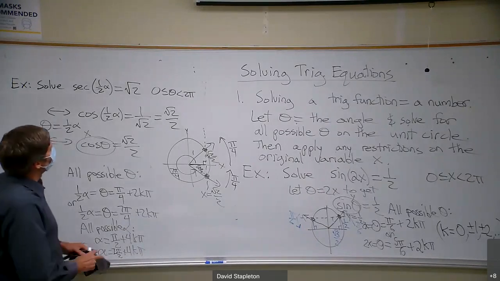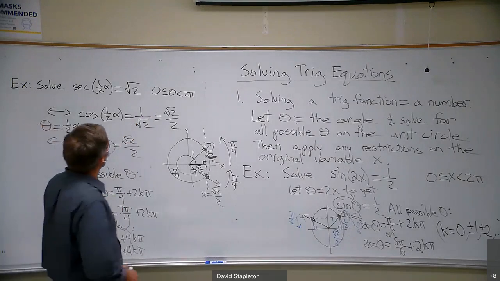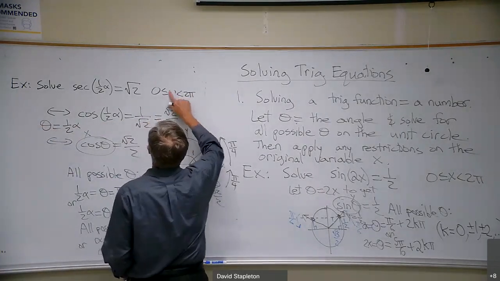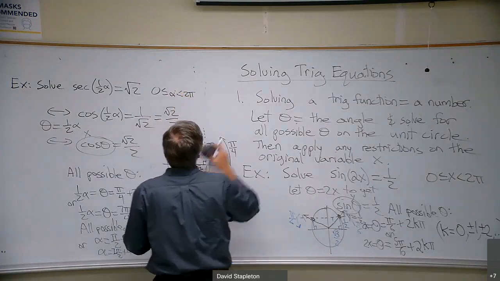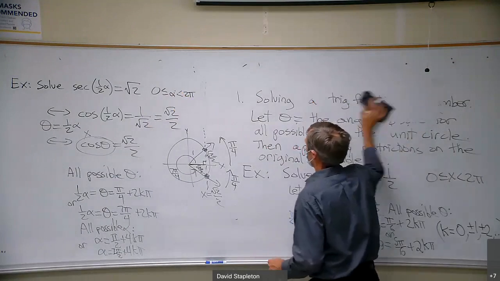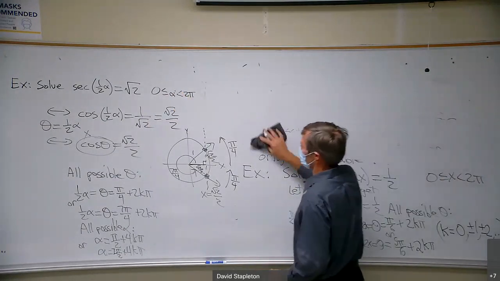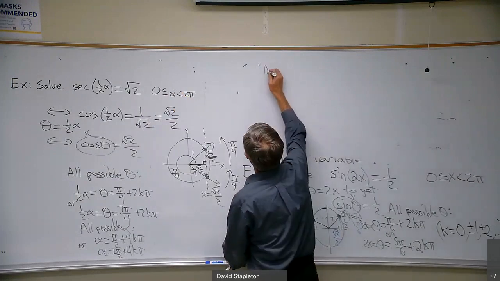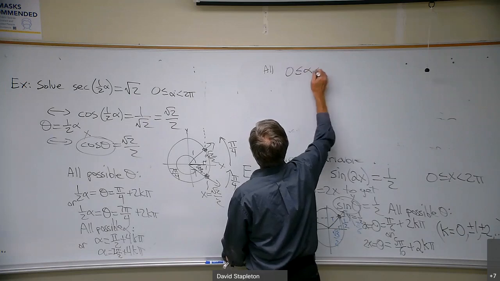Okay, now this time I have a restriction. After I find all possible alpha, I should have put alpha here. I put theta for some reason. I want to restrict alpha to be between 0 and 2 pi. I'll go back and do that now by considering small values of k, to see which ones make it come out between 0 and 2 pi. So all alpha now between 0 and 2 pi.